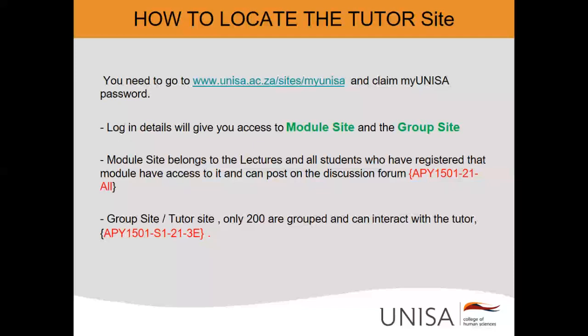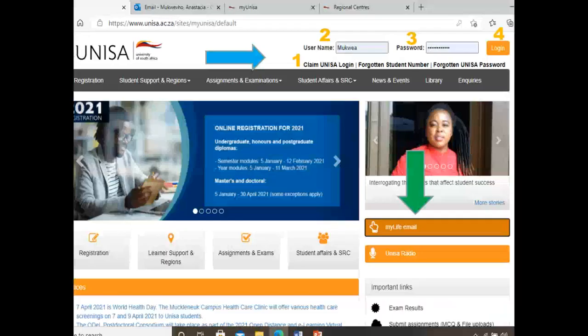The first step that you need to do, if you can all see my blue arrow there, it is pointing on the right, and there's number 1 there. I've named my steps according to the numbers. So let's go to number 1. Follow the blue arrow. The number 1 is standing next to claim UNISA login. It also says forgotten student numbers, and there's also forgotten UNISA password. So that link helps you to claim your MyUnisa password.